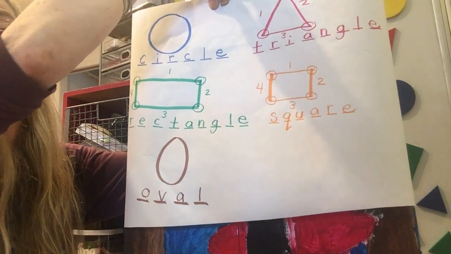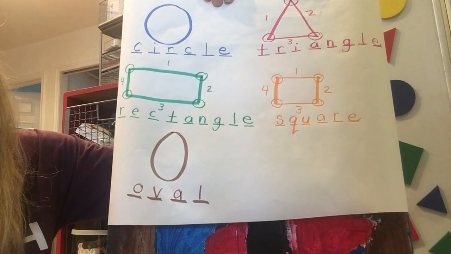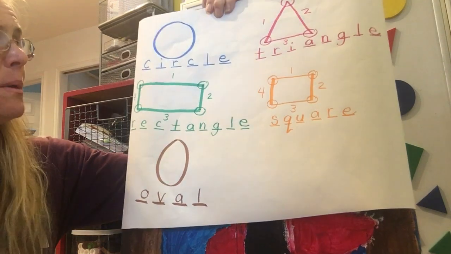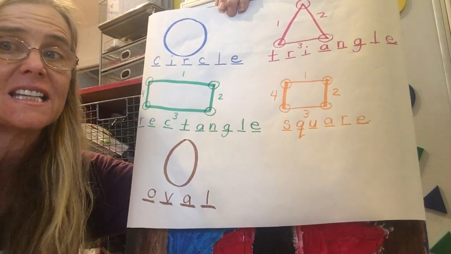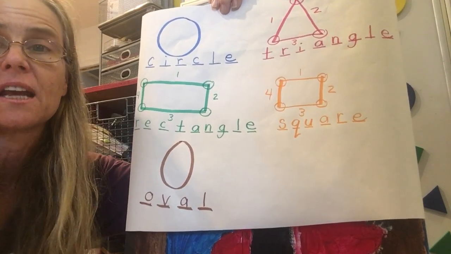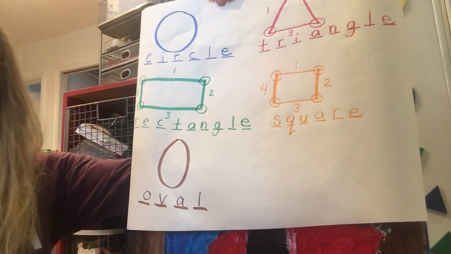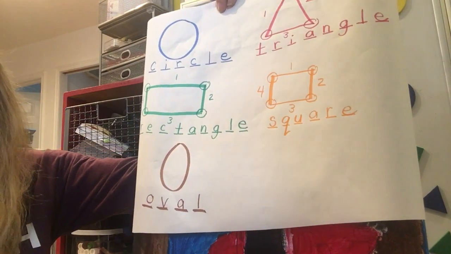Now let's try the last one. The last one we're going to make is a hexagon. Now remember, hexagon has 6 sides, not 8. It doesn't look like a pentagon like a house, and it doesn't look like a stop sign. It only has 6 sides, so we're going to start with the flat side up at the top.